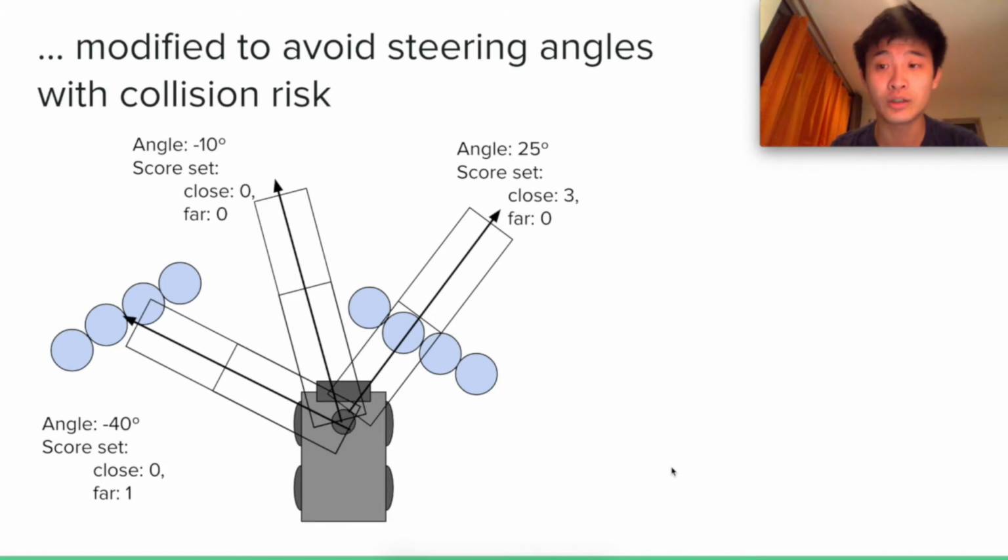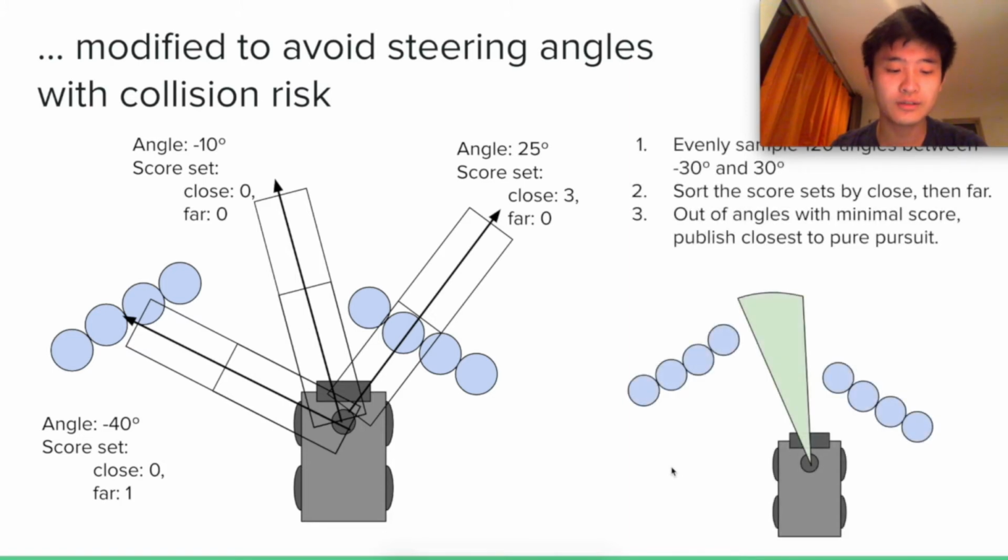So here's a recap of our overall procedure. First, for 120 possible steering angles, we calculate the score set, and then we sort first by increasing close score, and then break ties using far score. Take a look at the lower right for an example. After sorting the angles, we find only angles in the green region will have minimal scores. But Pure Pursuit wants us to follow this red arrow. Our best choice is to publish the black arrow, which is the closest direction to the Pure Pursuit controller angle, which still has the best safety score.